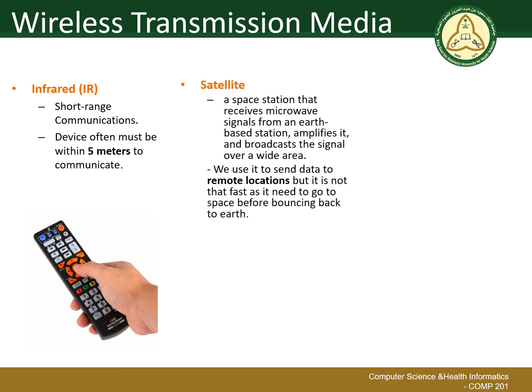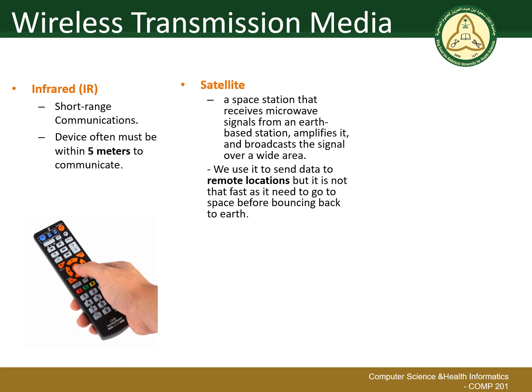Second type is satellite. With satellite communication or transmission media, we have an earth station and we have a satellite. If I'm trying to connect two different earth stations together, I have to send from earth station 1 to the satellite. The satellite will receive the signal, amplify it, and send it down to the other earth-based station.